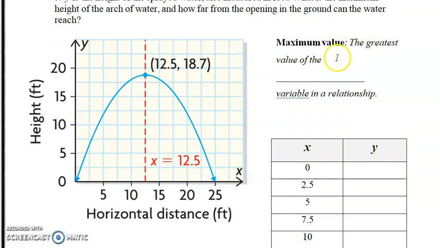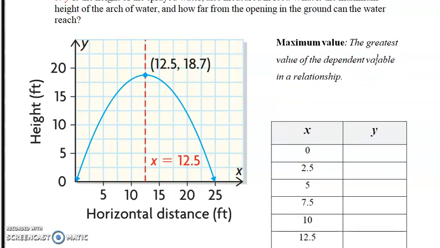And there we have a diagram here to help us with this. So the maximum value is the greatest value of the dependent variable. And remember, the dependent variable, and remember, that's the y-axis, right?